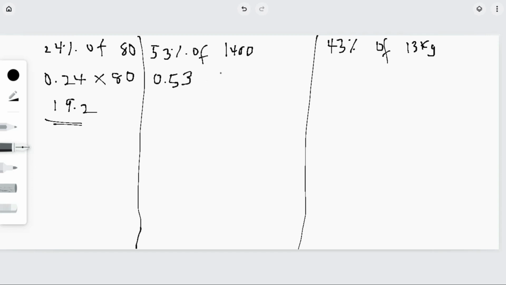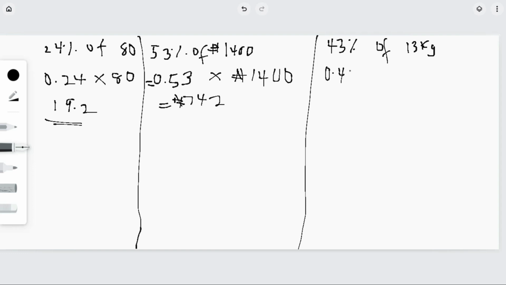So coming back to the last example here, 43% will be 0.43 times 13 kilogram. You understand? So 13 kilogram. So 0.43, if you multiply it by 13, the answer will be 5 point, I think that's 5.59 kilogram. Don't mind my writing there. So 5.59 kilogram.